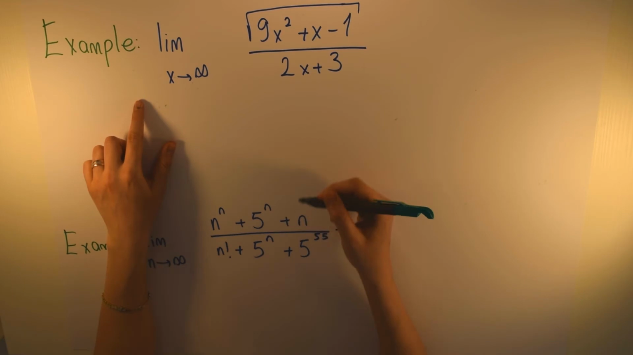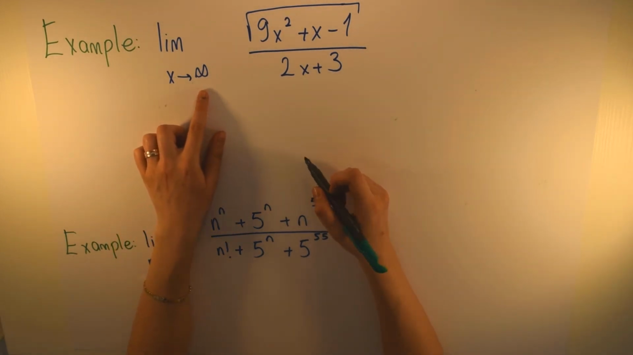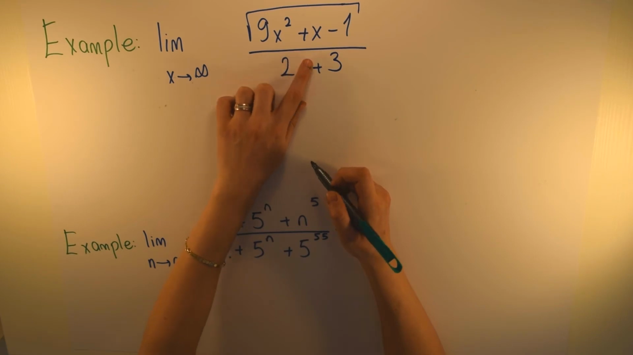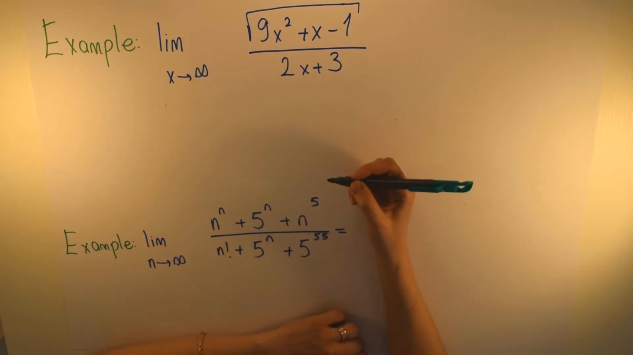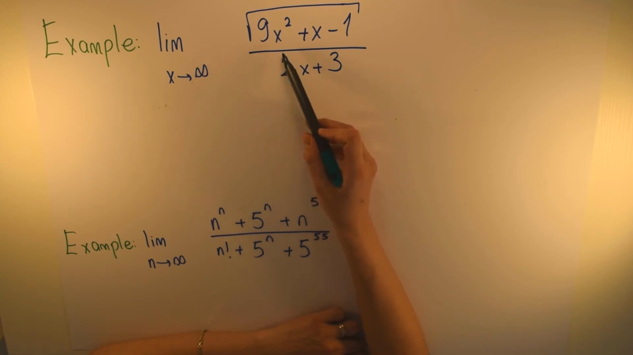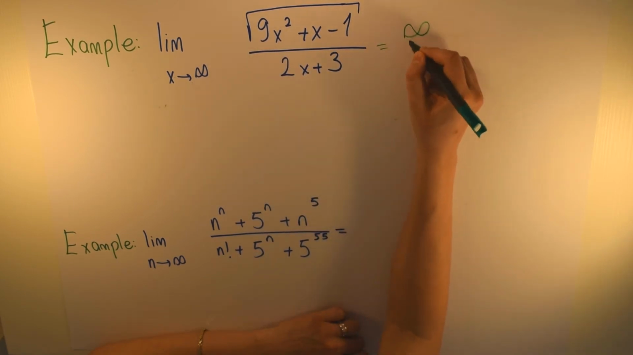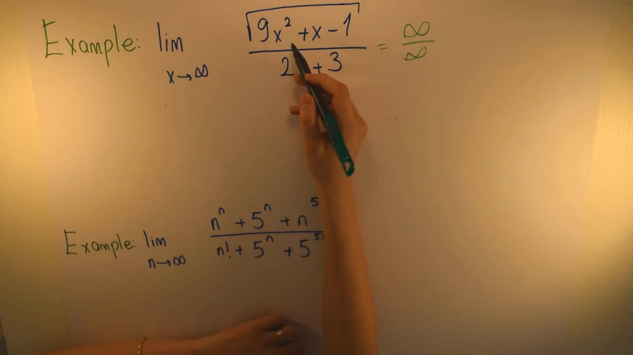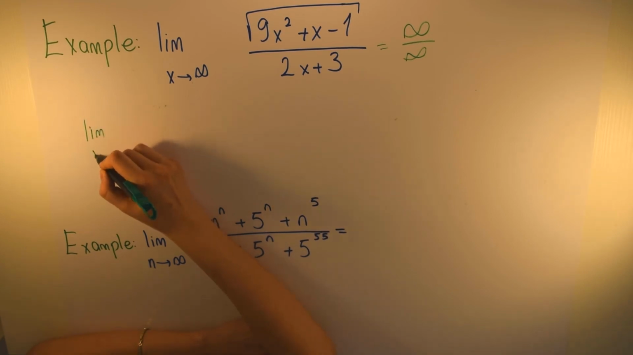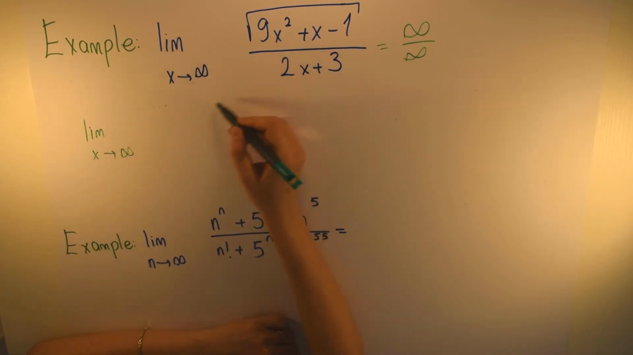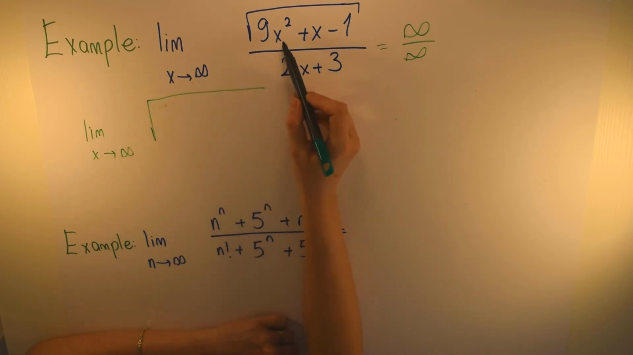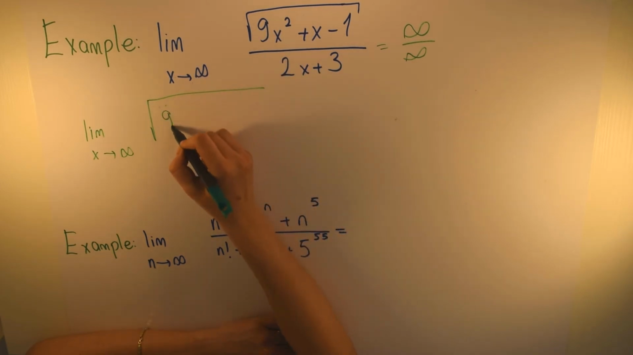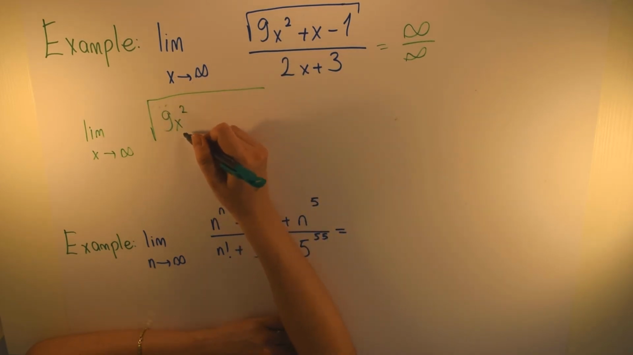In the first example, we have limit as x approaches infinity of the square root of 9x squared plus x minus 1, over 2x plus 3. When we put infinity instead of x, we get infinity over infinity. So what we should do is take the highest degrees. Let me rewrite here: limit as x approaches infinity. Here, square root of 9x squared. I can take this 9x squared as it is. Why? Because after that it will be easier for me to take out this 9x squared as 3x.